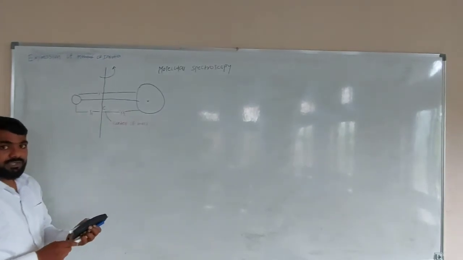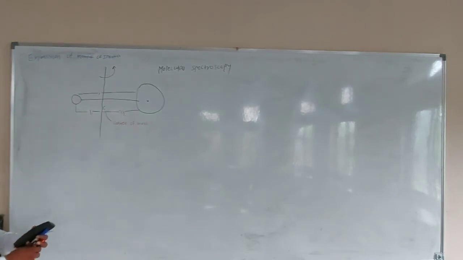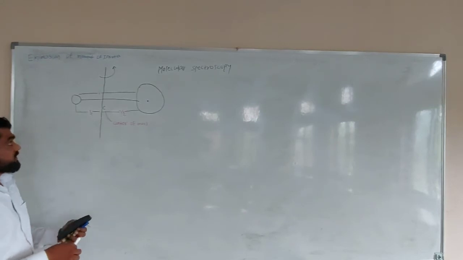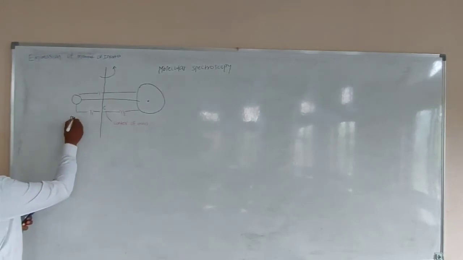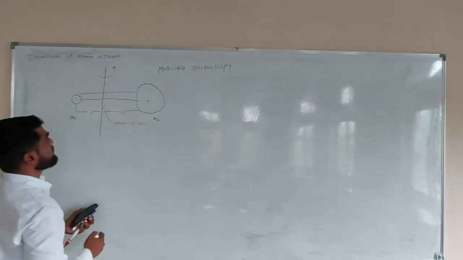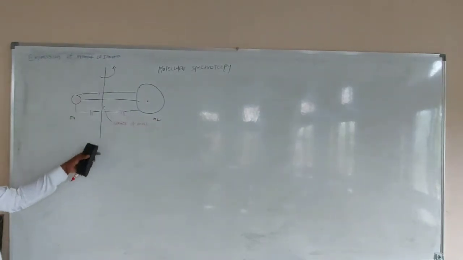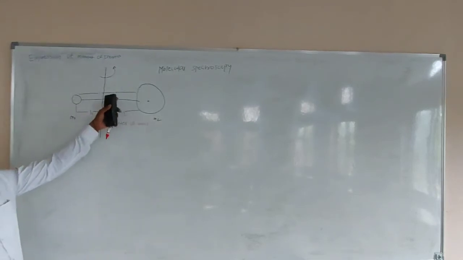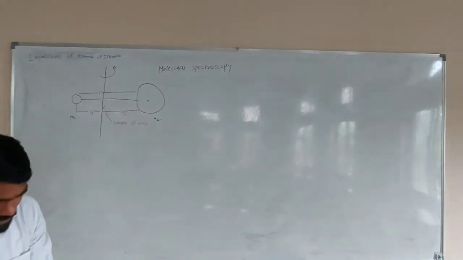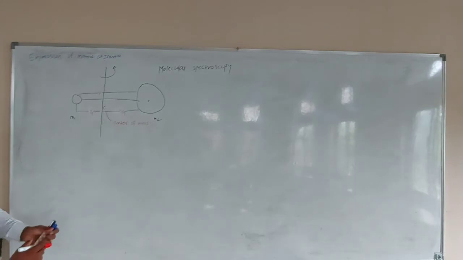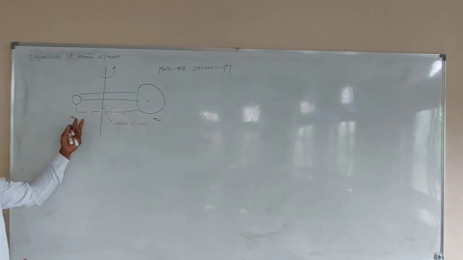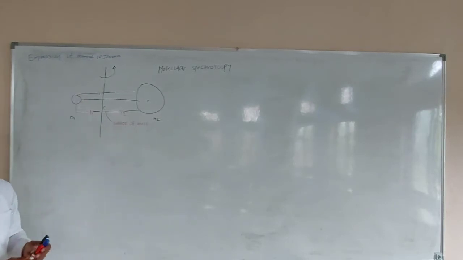Today we will discuss the expression of the moment of inertia of a diatomic molecule. For the diatomic molecule, there are two atoms of masses m1 and m2, and there is a center line passing through these two atoms, and there is a bond length R between the two atoms. Now, these two atoms are rotating about the center axis C, and the axis is perpendicular to the bond length R.